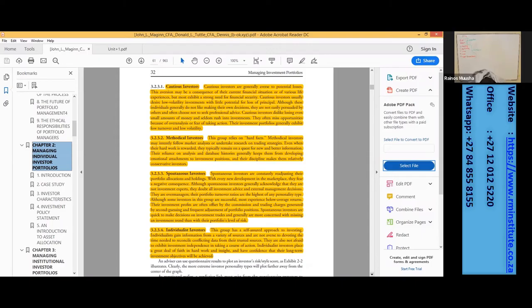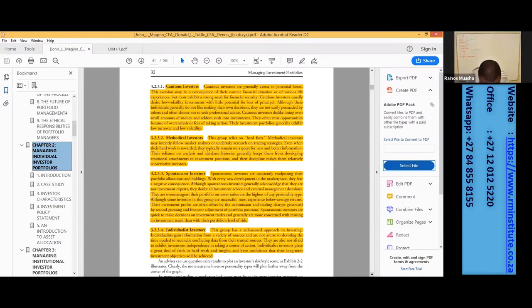The next one, or the last type of personality type, is the individualist investors. Here they say this group has a self-assured approach to investing. Individualists gain information from a variety of sources and are not averse to devoting the time needed to reconcile conflicting data from their trusted sources. They are also not afraid to exhibit investment independence in taking a course of action. So individualist investors place a great deal of faith in hard work and insight and have confidence that their long-term investment objectives will be achieved.